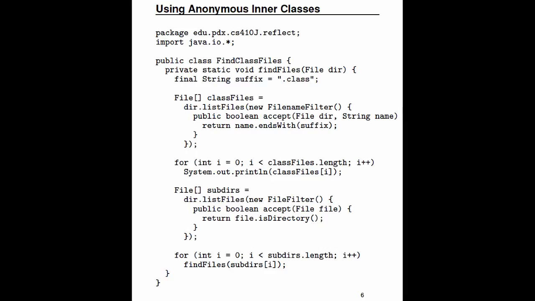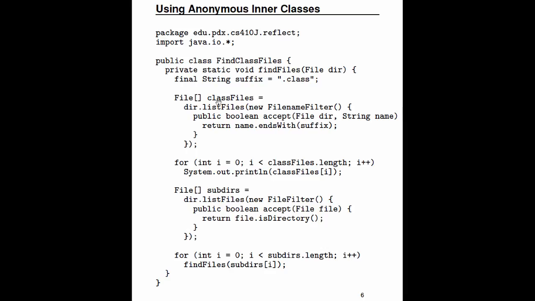So we're going to take a walk through this code. The syntax is a little different, but once you get used to it, I think you'll find that anonymous inner classes are really quite useful. Here we have our outer class, FindClassFiles, and it has one method. It's a static method called findFiles. It starts in a directory and recurses. It'll print out all the .class files in that directory, and it'll recurse into subdirectories.